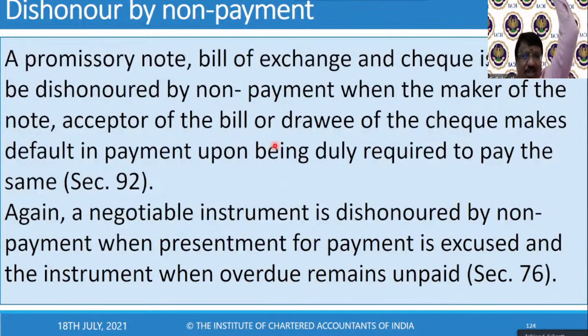We saw the definitions of promissory note, bill of exchange. Then we saw their characteristics. Then we saw negotiation. Then we saw discharge. Now dishonor. See how logically we have moved from birth to death of this instrument, right? From birth to death. Like that, if you understand logically, it's easy to understand.